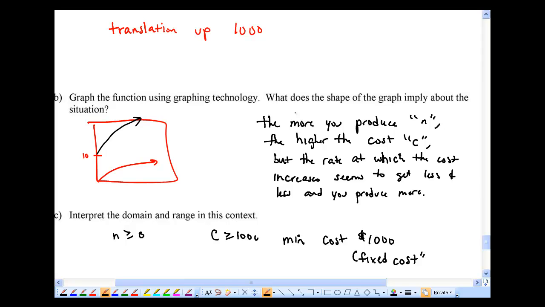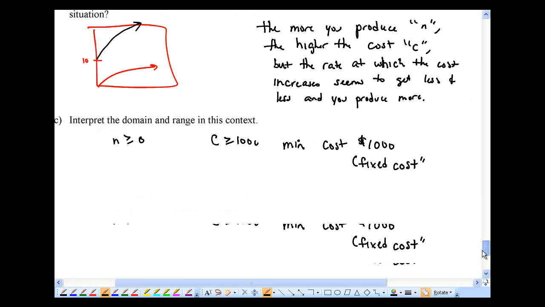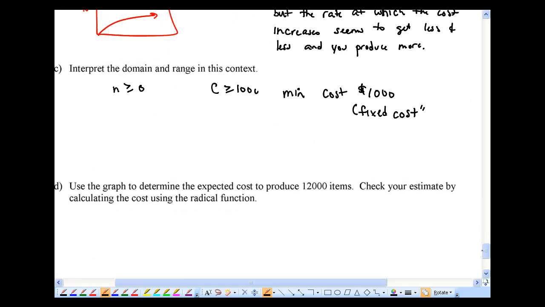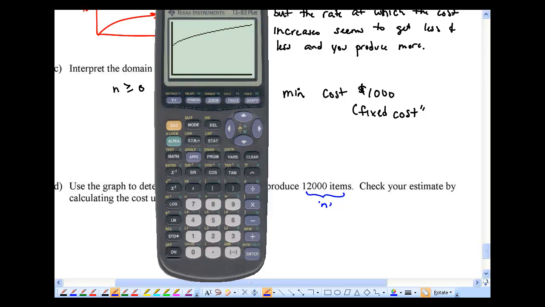Okay. Last but not least, use the graph to determine the expected cost to produce 12,000 items. Well, in this case, 12,000 items is what? Your C value or your n value? It's your n value. So using your graphing calculator to find this, I just ask you to press second calc, choose value, choose 12,000 items.